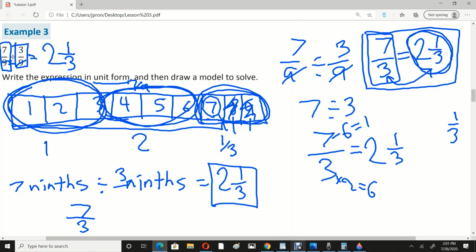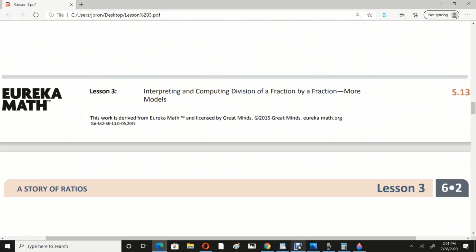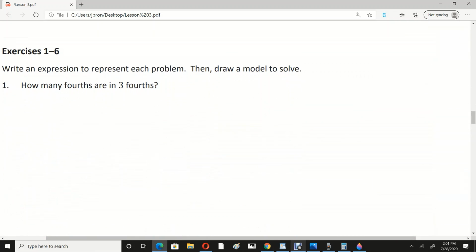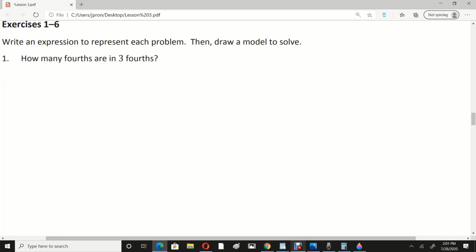All right, let's move on to these exercises 1 through 6. All right, and I wanted to start with exercise 1 together. We'll maybe take a minute. You can maybe try to figure this out on your own. Okay, we're back. Okay, so in exercise 1, they ask how many fourths are in 3/4. All right, so let me ask you a question. How many fourths are in a fourth?